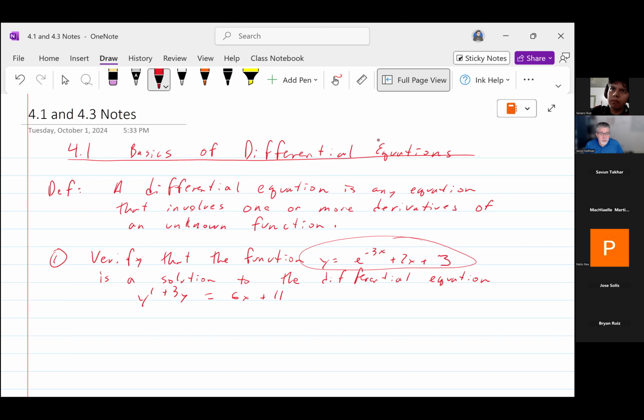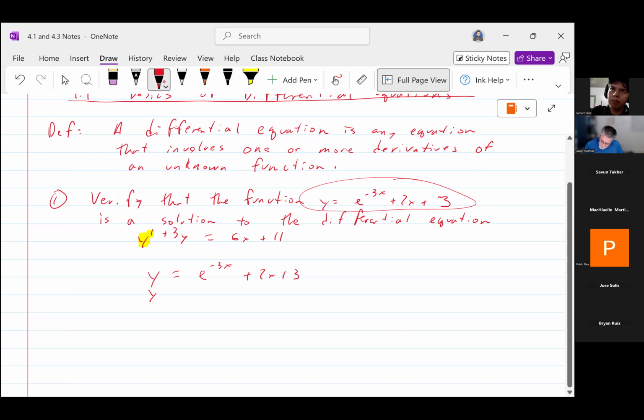Why is it a differential equation? Because it contains a derivative. It contains the y prime here. Okay, that's the derivative, that's the differential equation. So what I need to do is figure out, well, what is y and what is y prime? So I'm going to take the derivative of the original function, that is the solution. So y is equal to e to the negative 3x plus 2x plus 3. And I'm going to find that derivative, I'm going to find that y prime.